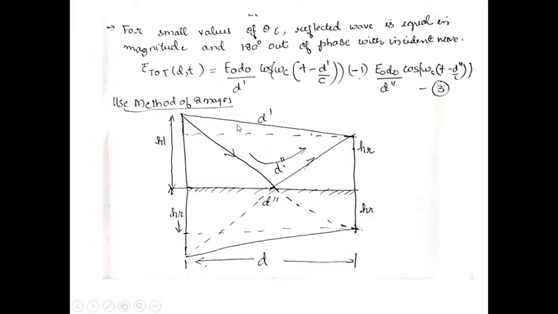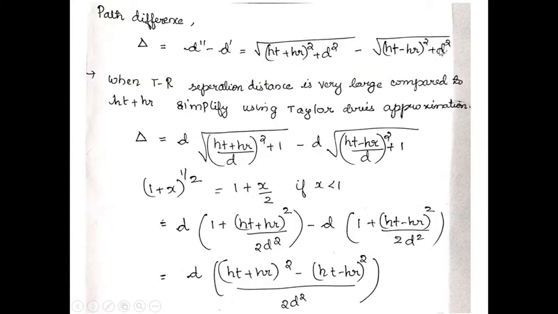Observe from the figure what is d dash from this small triangle. This much value is ht and this much value is hr. So d dash you can write as root of ht minus hr the whole square, plus d square. So that is what is written here. So that is d double dash minus d dash.